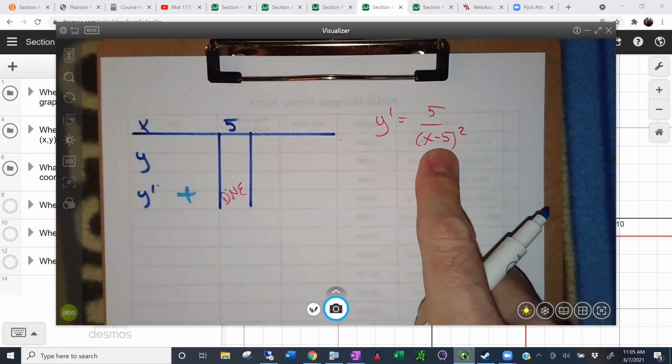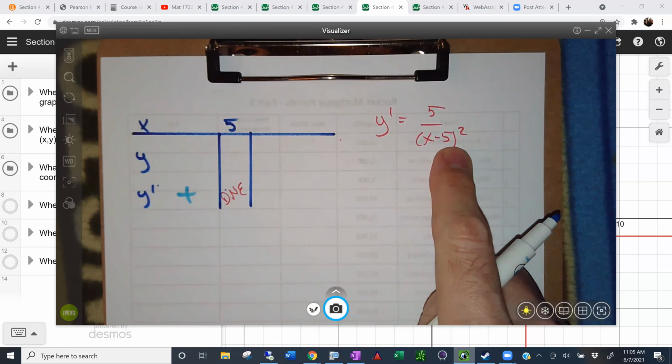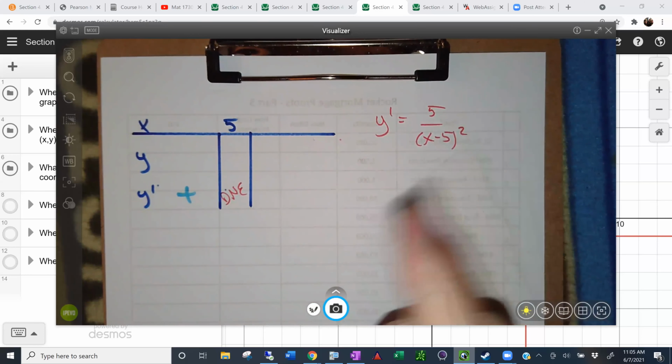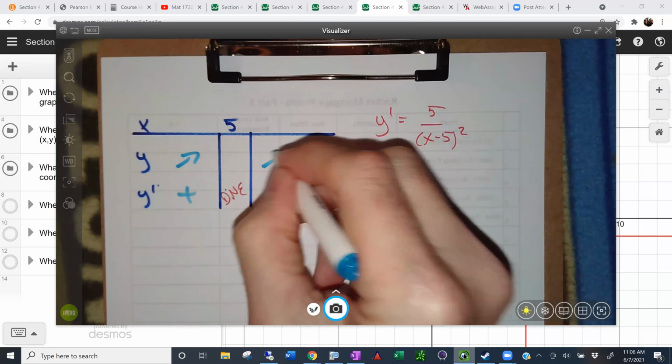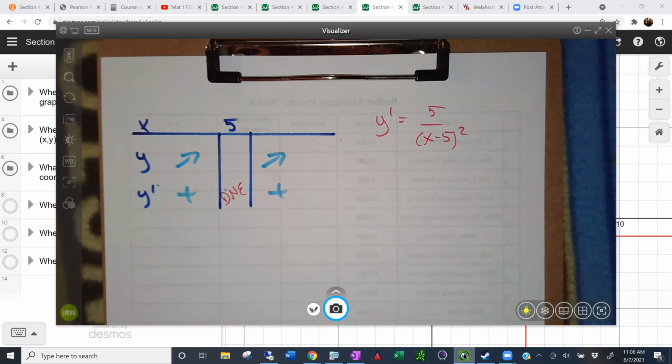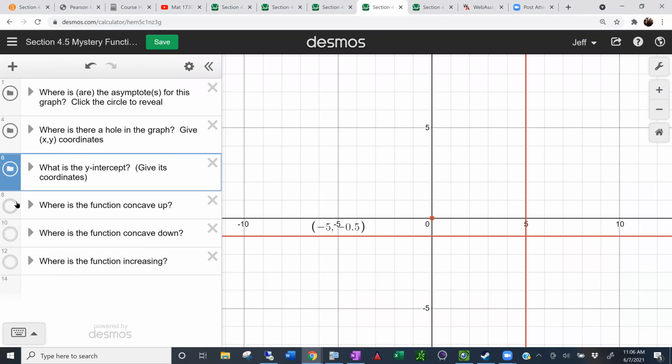If I choose a value like 6, 6 minus 5 is positive, squared is still positive, divided into 5 is still positive. In other words, the function is doing what? To the left and to the right of 5. Increasing. It's increasing. So let's take a look back at our graph. Where is the function increasing? Well, like everywhere. But let's do the concavity first, and then we'll reveal the whole graph.